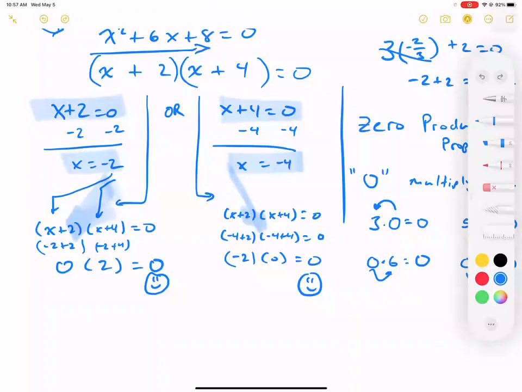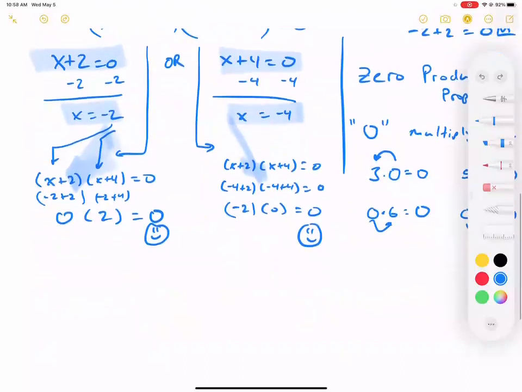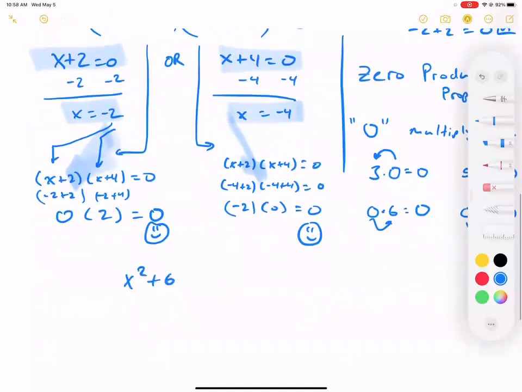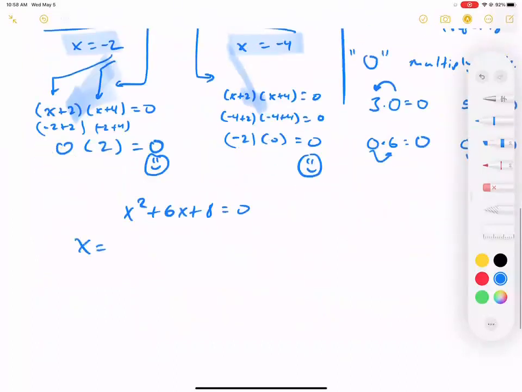But I want to go back to the original problem. X squared plus 6x plus 8. My claim is that x equals negative 2 and negative 4. These are my solutions. Can you believe that negative 2 would make that go to 0? Can you believe that I found another number, negative 4, would make this go to 0? And I'm going to show you it doesn't make sense.